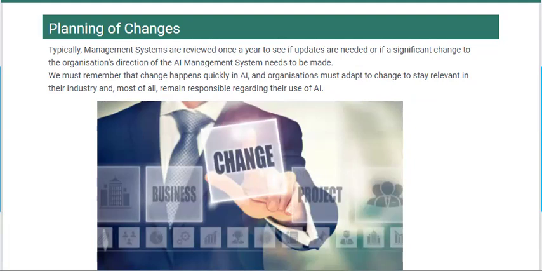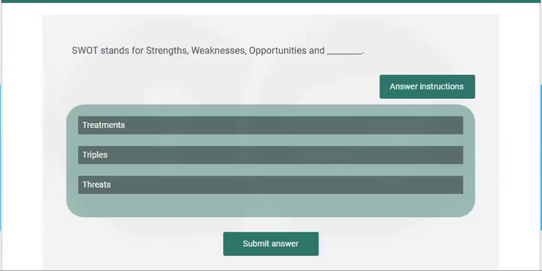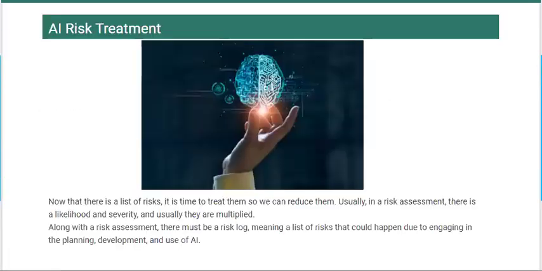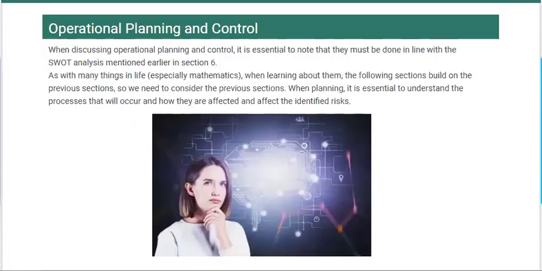Operational planning and control. When discussing operational planning and control, it is essential to note that they must be done in line with the SWOT analysis mentioned earlier in Section 6. As with many things in life, especially mathematics, when learning about them, the following sections build on the previous sections, so we need to consider the previous sections. When planning, it is essential to understand the processes that will occur and how they are affected and affect the identified risks.